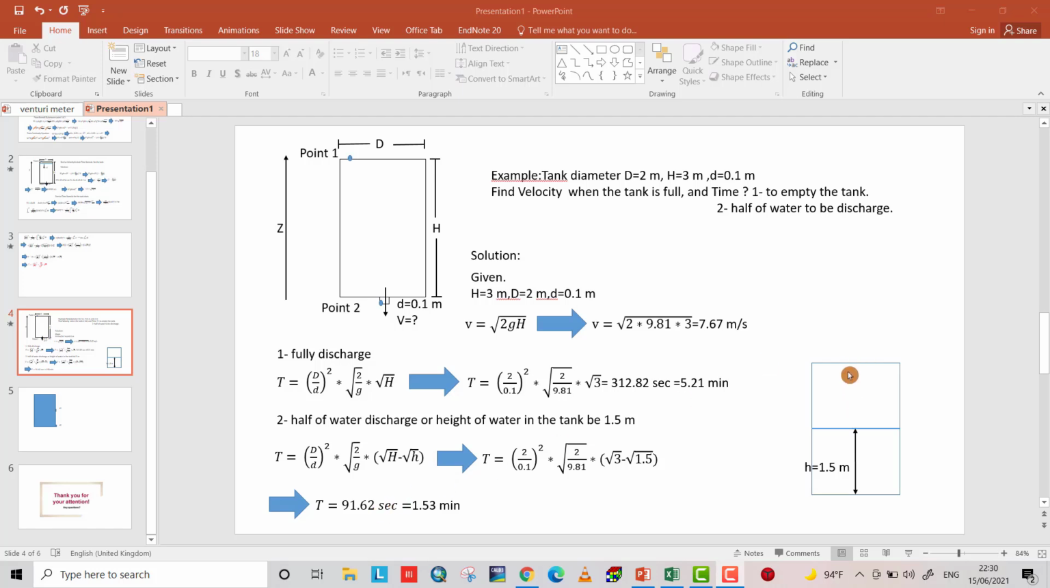Here, the head of water is too much, so the velocity is high. But when the water comes to this elevation of 1.5, the velocity decreases too much. That is why it takes too much time. Let's find the relation between velocity and head, and look at how velocity changes with the change of head.